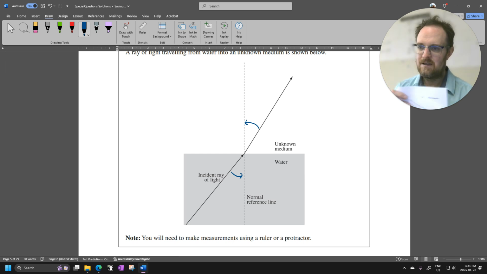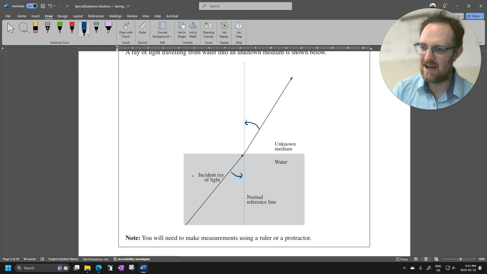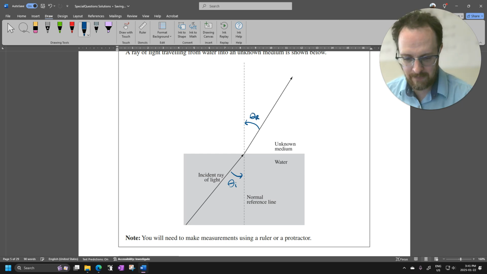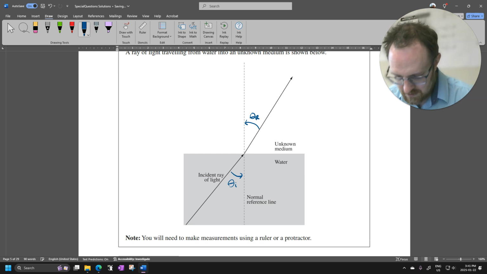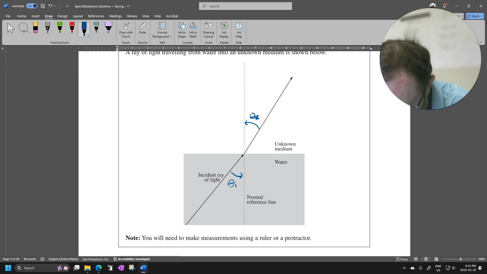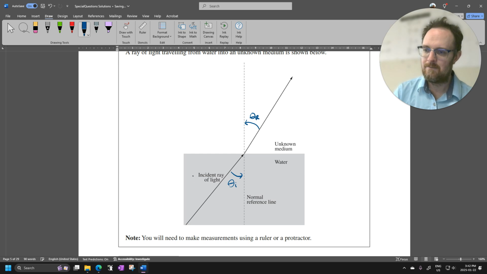One's called the incident. So this one down here we call theta I for incident, and this one up here is theta refracted. I'll just call it theta R for now. Okay, so I'm going to measure those. They would expect you to measure them to the nearest degree. So based on my picture here, this first angle looks like 39 degrees. Not quite exactly 40, but 39 degrees. So that's 39 down there.